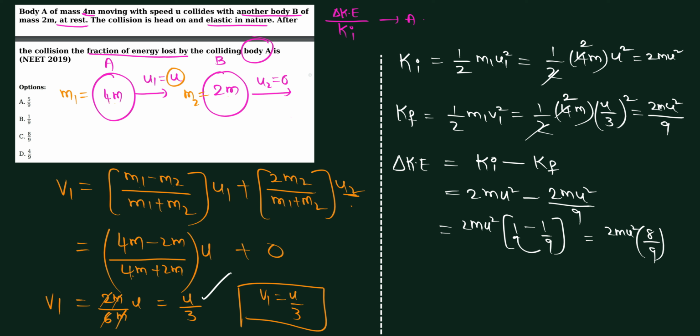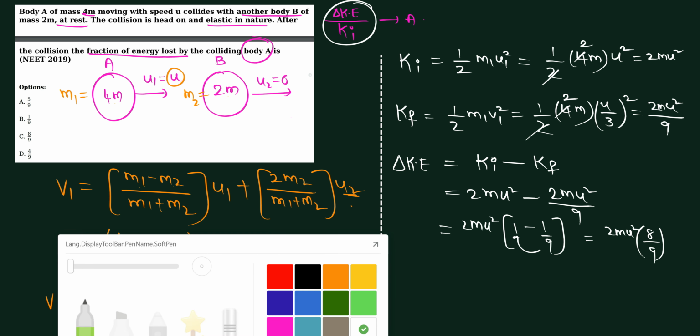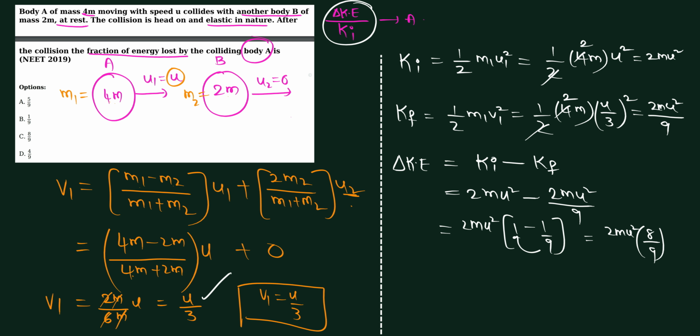So we need to find the fractional change in kinetic energy: loss in kinetic energy by initial kinetic energy. So that will give the fraction of energy lost by colliding body A. Now I am finding this fraction. How do you get this fraction of loss in energy? The loss in kinetic energy by initial kinetic energy. So what is the delta KE we got here?